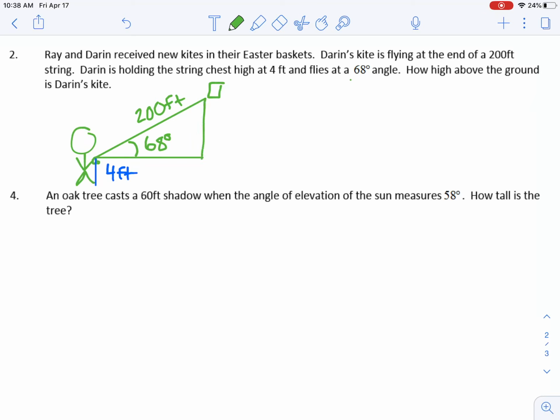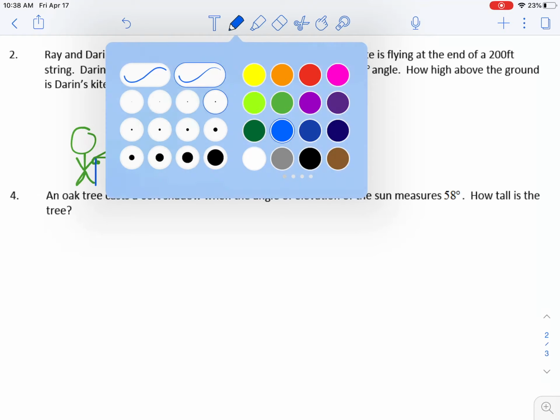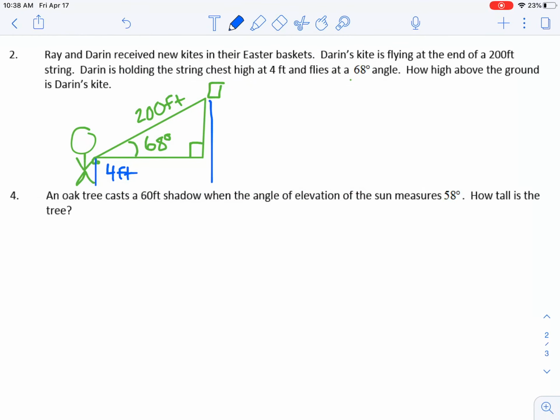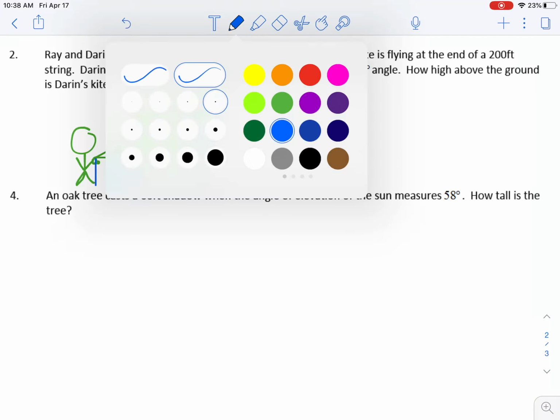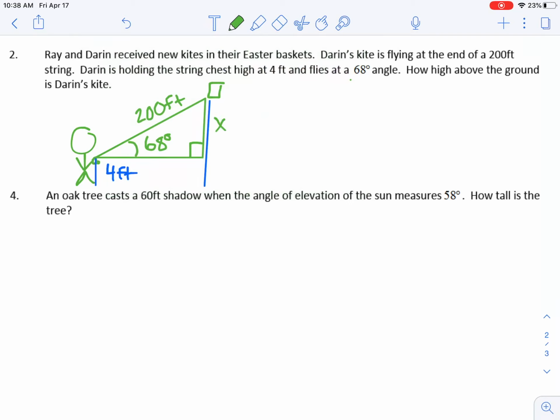Okay, so then our question is, how high above the ground is Darren's kite? So I'm first going to finish off our triangle here that we made. So if we're trying to find the height, we really want to find the distance from where the kite is all the way to the ground. So this is going to take kind of 2 main steps. First, we're going to need to figure out what is x. So what is across from that angle, that opposite side of the triangle. Then we need to account for that 4 feet. So really it's going to end up being x plus 4.